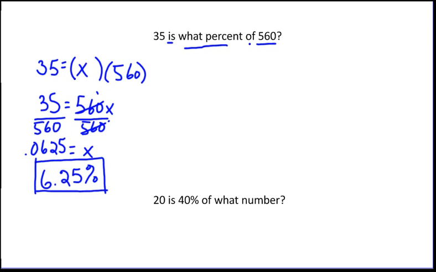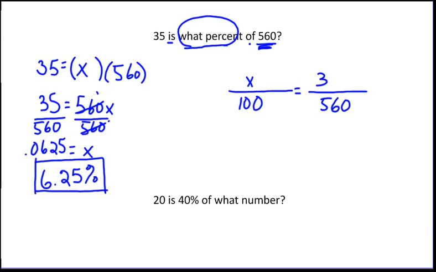Let's do this problem with a proportion instead. Dealing with the percent part of it first, that means that x will go over 100. Whatever comes after the word of is going to go on the bottom, and there is only one place left for 35. Multiplying, we get 560x equals 35 times 100.